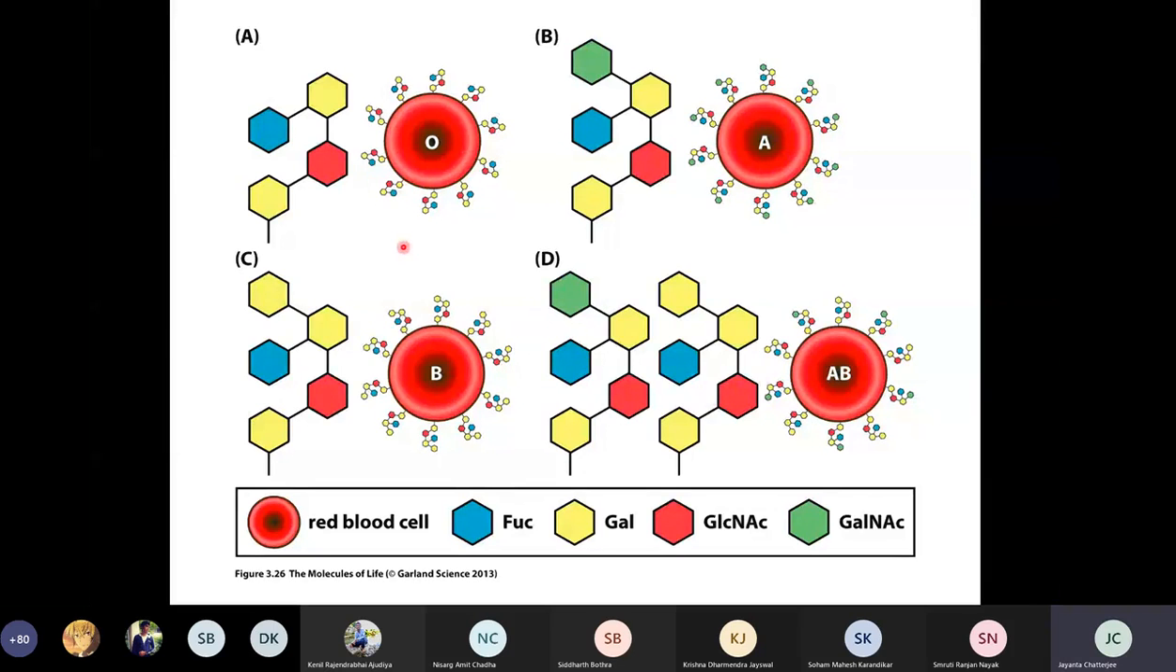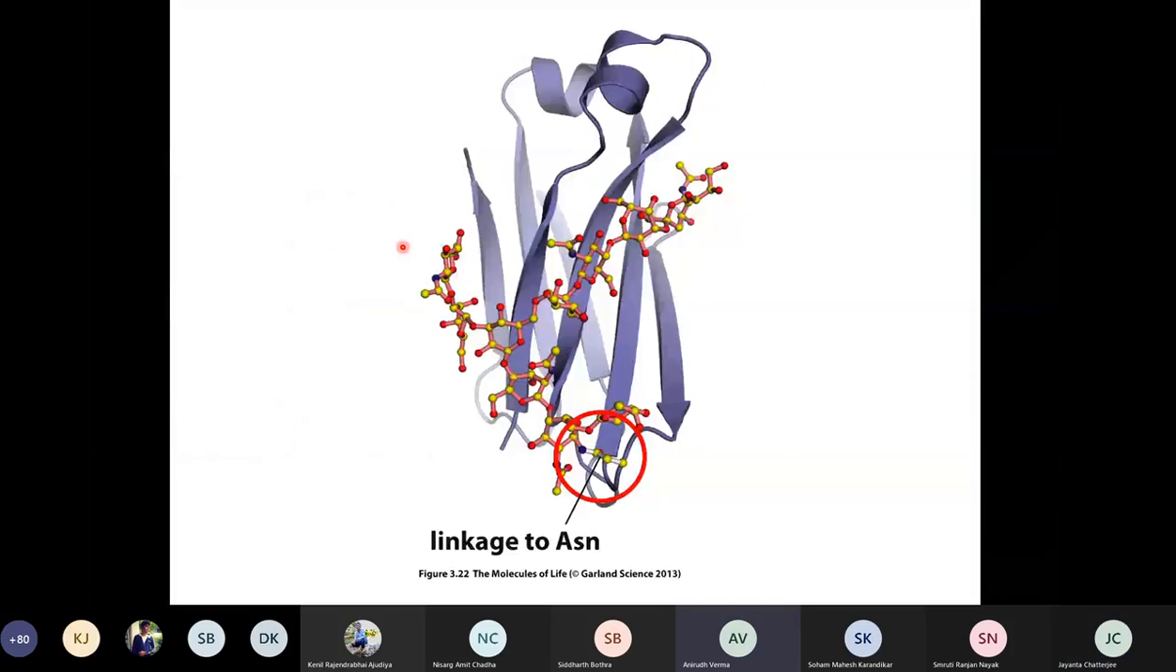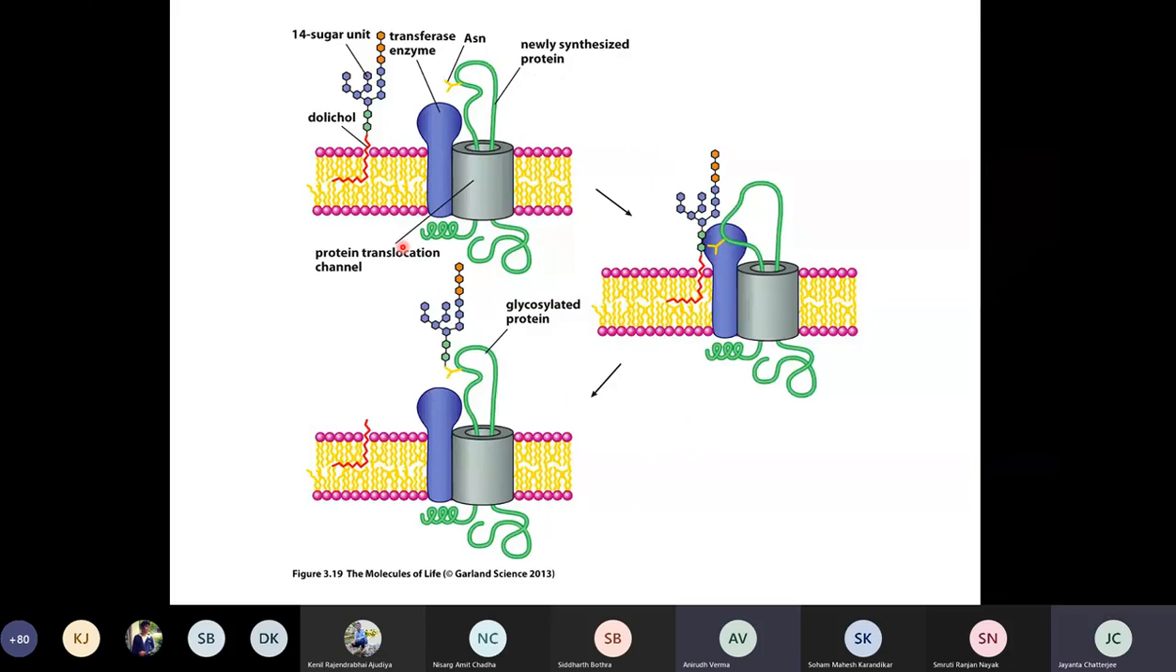Anything else related to glycans? Excuse me, sir. Yes. Sir, when we talked about the N-linked glycosylation, there were 3 steps that you told. Sir, is it the same with the O-linked also? No, it's not. So it's not the same.